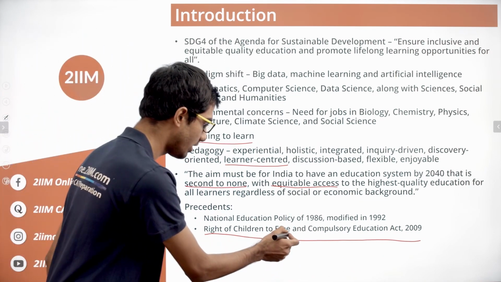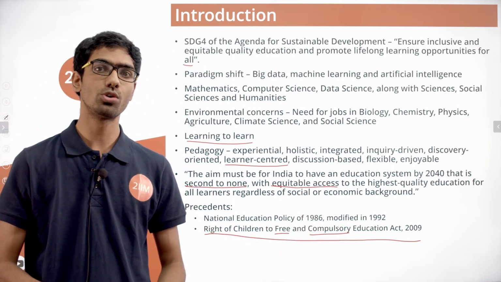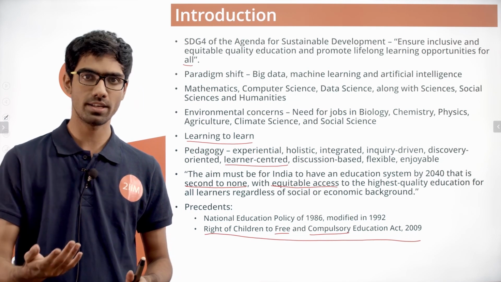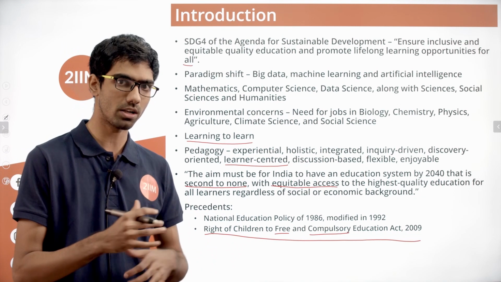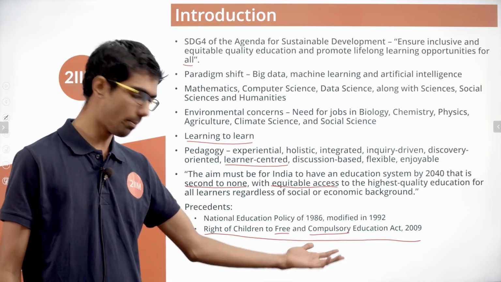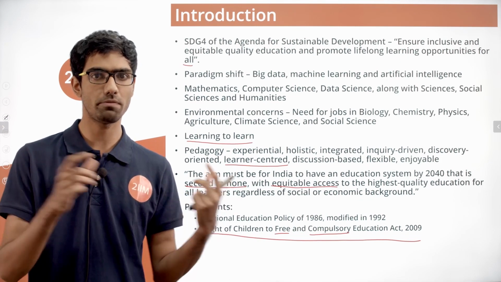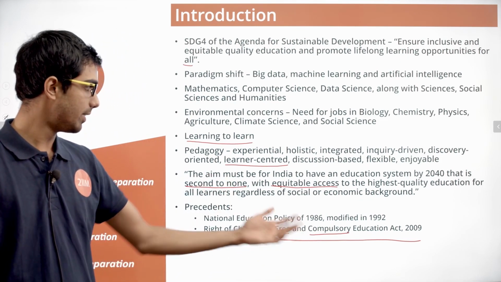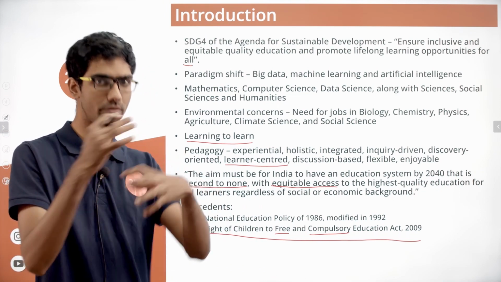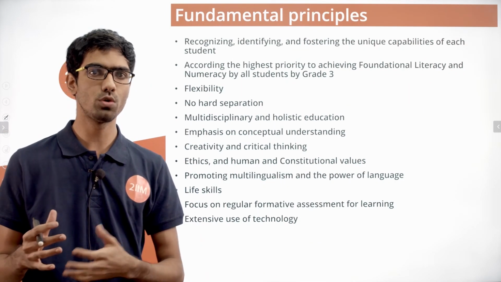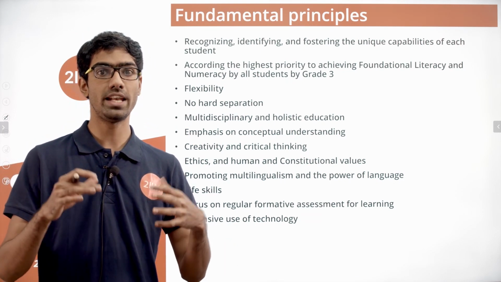So the words to note here are free and compulsory, meaning there should be no reason with regard to finances or other resources that makes a child not be part of school education. And compulsory, the word is self-explanatory. No child between the age of 6 and 14 should be left behind by not attending school. So that's what the 2009 Act enshrines, and that is what this policy aims to take forward one notch above.